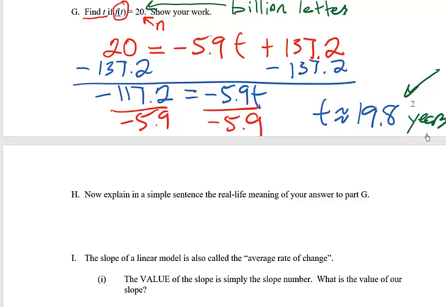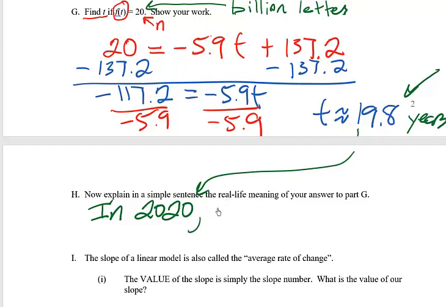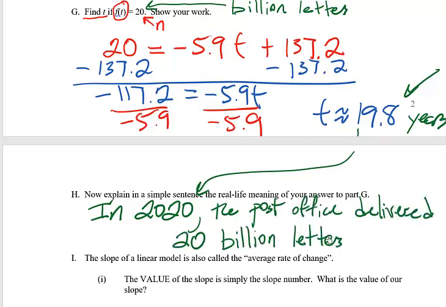Now, when we've been doing years, we have not been worrying about decimal points and months and days and all that. We've just been rounding to the closest year. 19.8, the closest year, that would be approximately 20. So our sentence would be, in 2020, this is tricky because both numbers are kind of 20. This 20 came from here. In 2020, the post office delivered 20 billion letters. Again, this 20 came from up here, the 20 in the original problem.